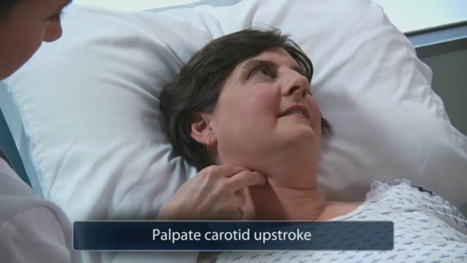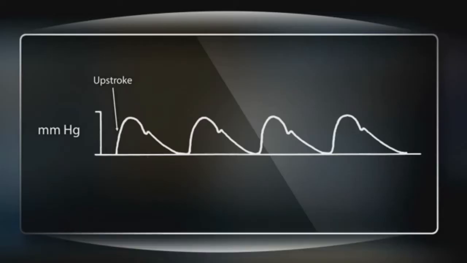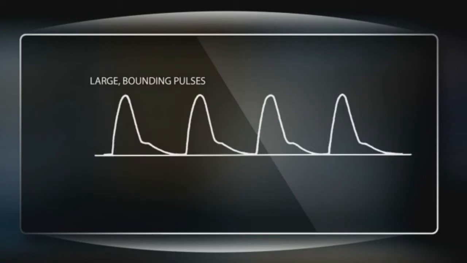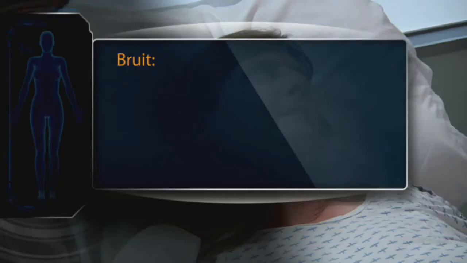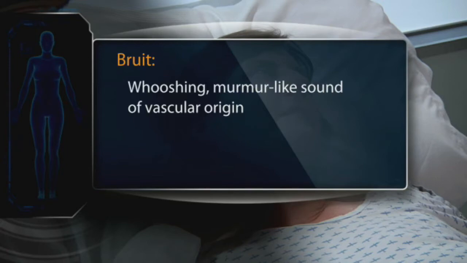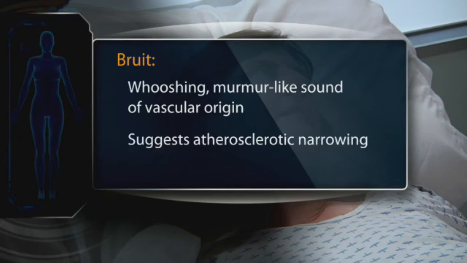Palpate carotid upstroke. The normal upstroke is brisk, smooth, and rapid, and follows S1 almost immediately. Large bounding upstrokes indicate aortic insufficiency. Listen for a bruit, which is a whooshing murmur-like sound, often from atherosclerotic narrowing of the carotid artery. A bruit sounds like this.